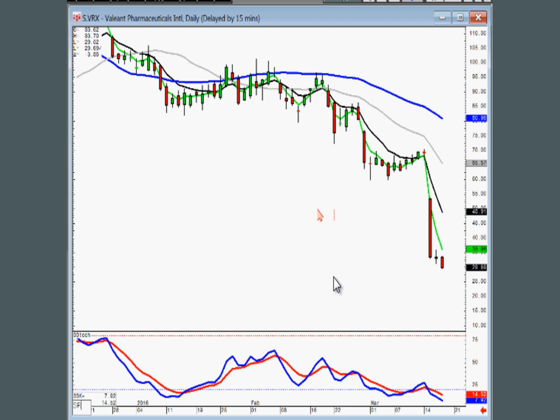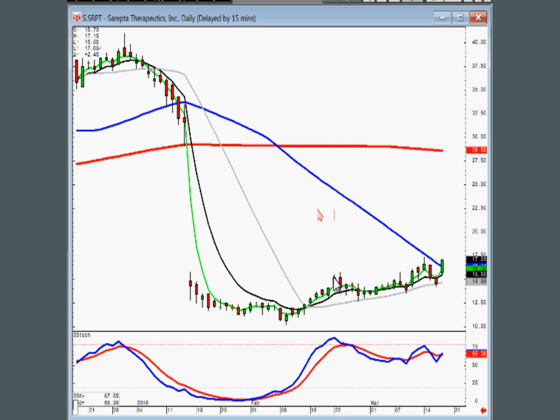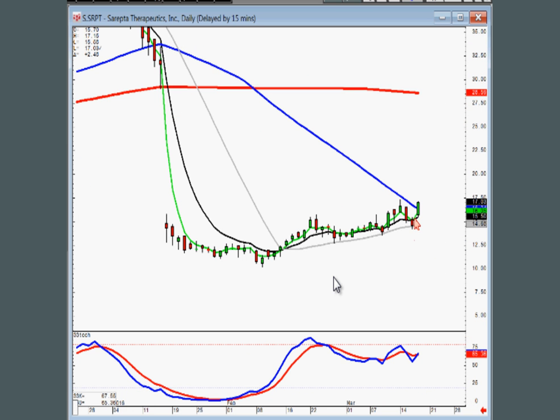Let's see. SRPT, there's your little kicker signal. What happened? Pushed right up to the resistance level and broke through. Where do you think your next target is? There's a gap right here, which means there's no resistance till you get up to the 200-day moving average.